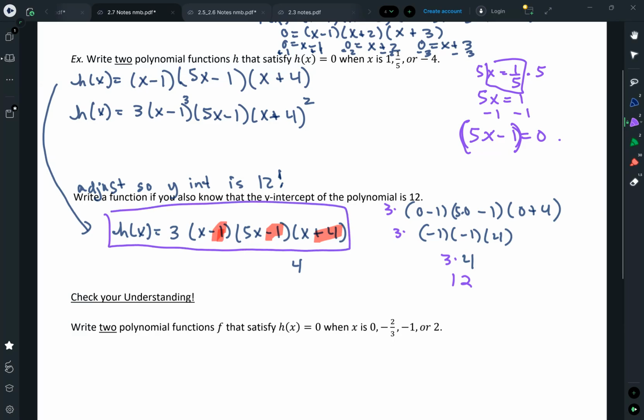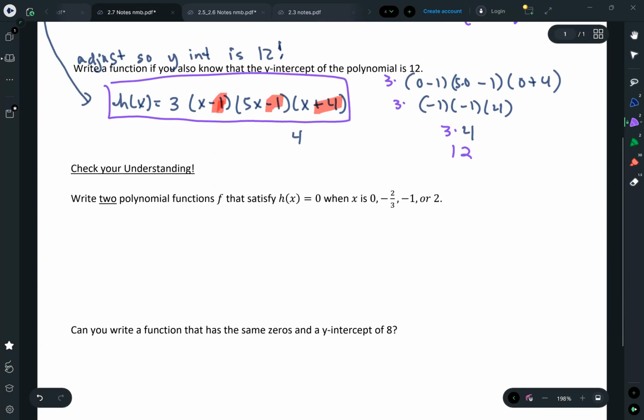All right, you're going to check your understanding. Pretty short and sweet notes today. So go ahead and pause right now, try it, and then come back for my explanation.